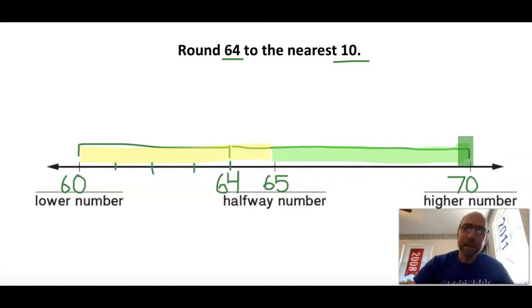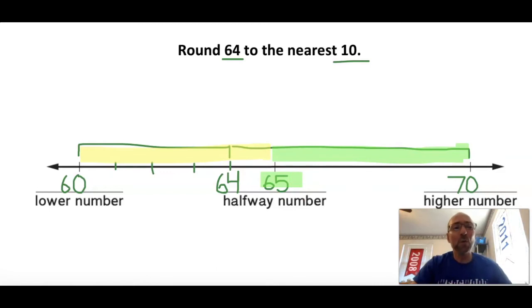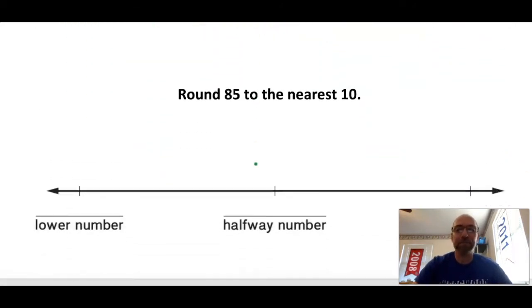Now, you might be thinking, what if the number is exactly in the middle? Well, if the number is exactly in the middle, we round that number to the higher number. So, is 64 closer to 60 or 70? Hopefully, you said that 64 is rounded to 60. Awesome job. Let's try another.